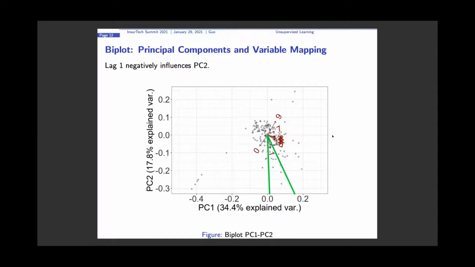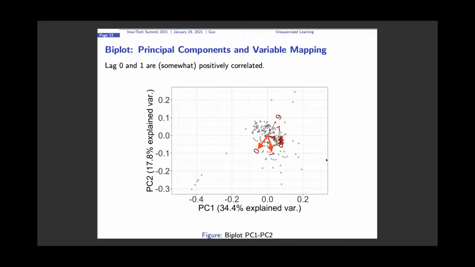Down here, where the arrow points to lag 1, lag 1 negatively influences PC2. That does not have much influence on PC1. So again, with a visual aid, all the points in line with this direction are likely to have a high IRR in lag 1.